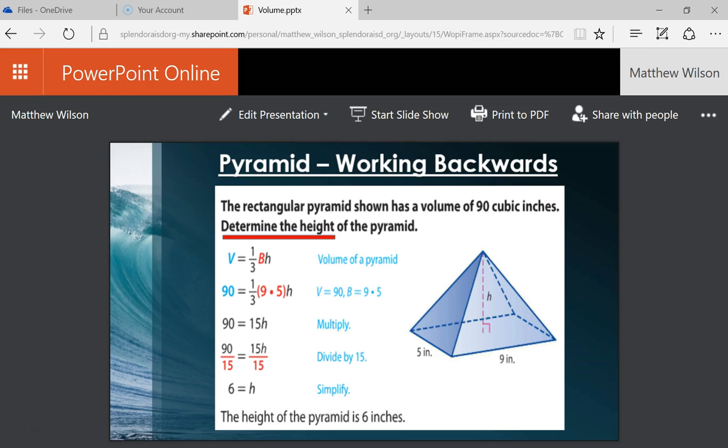Well, if we're going to get H by itself on the right side, you have to do the opposite operation. So if this is 15 times H, we're going to divide both sides by 15 to isolate H, or get H by itself. So these 15s cancel out, and then 90 divided by 15 is just 6. So now that H is by itself, we know that H equals 6, or that the height is 6 inches. And that is all you have to do.